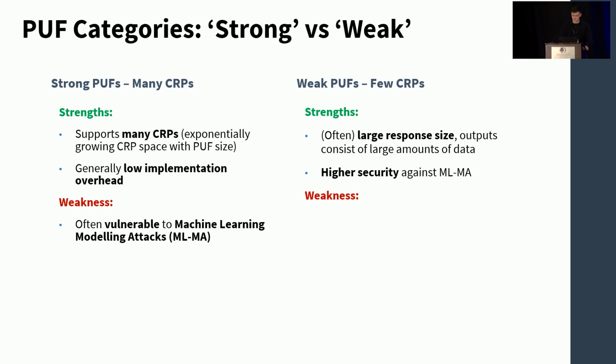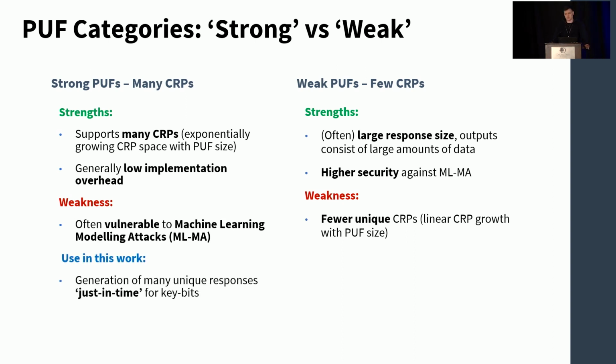And then weak PUFs come with a set of weaknesses. The key weakness is fewer unique CRPs. So we can't utilize weak PUFs for a challenge response protocol where we would only want to use a CRP one time. You'd run out of CRPs really quickly, and you'd have to recall the device.